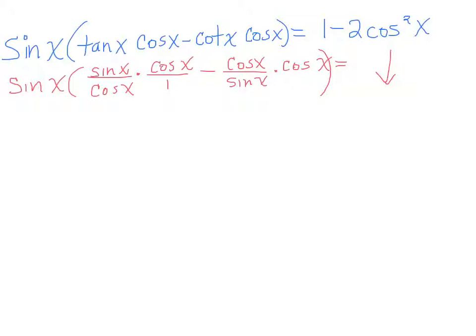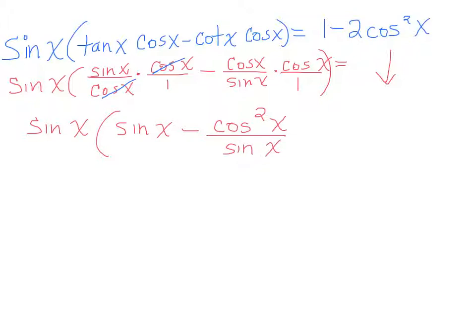Now, what else? Can we simplify something here? The cosine of x and the cosine of x can cancel out. So let me just rewrite what I have. This is going to be sine of x, parentheses, sine of x minus cosine times cosine, which is cosine square of x divided by sine of x. And let's see if we can let it equal the right side. Now that sine of x is over 1.